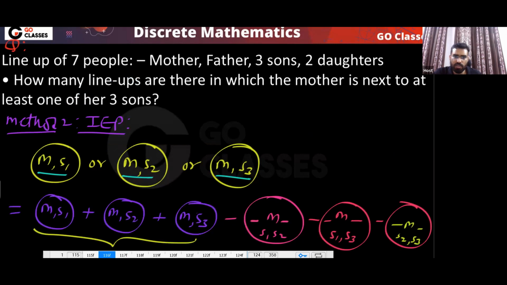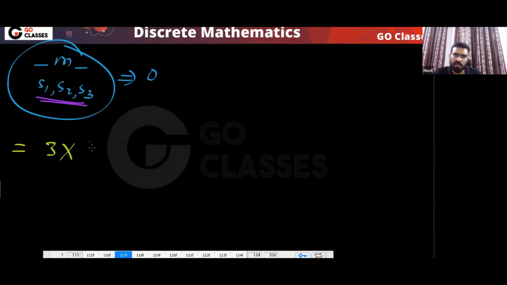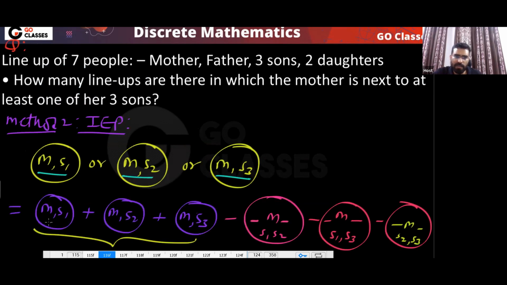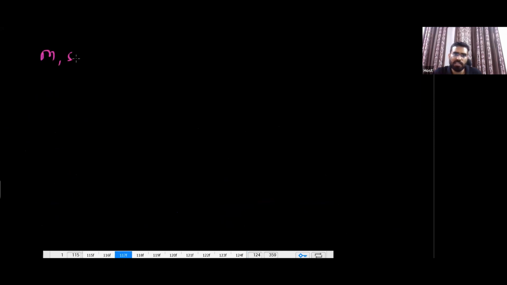These three are the same, so I can say 3 multiplied by mother is with S1. Just find this out, and these three will be the same. So how many are there where mother is with S1? When mother is with S1, you put them in a box.